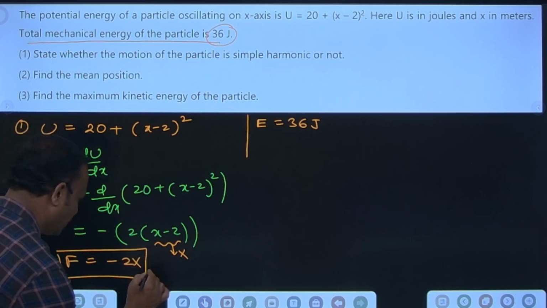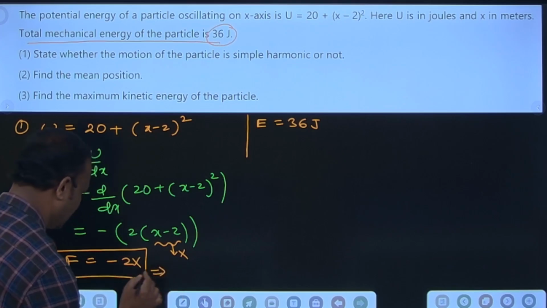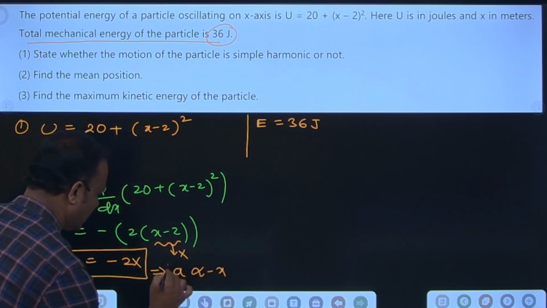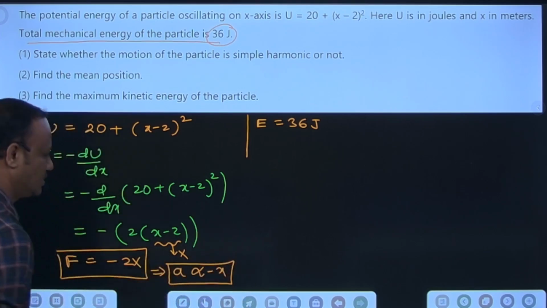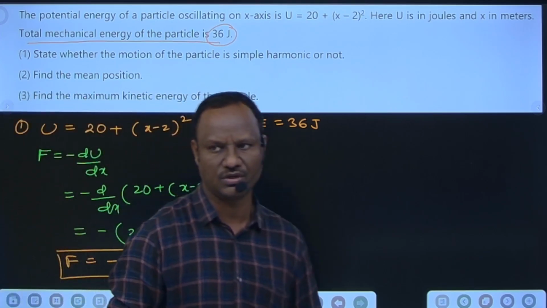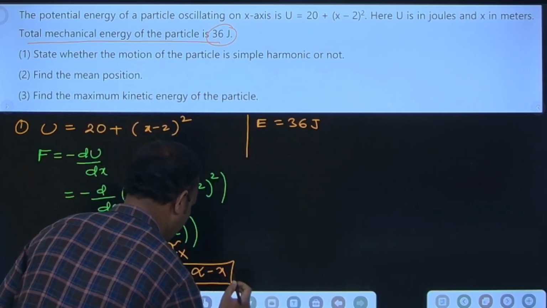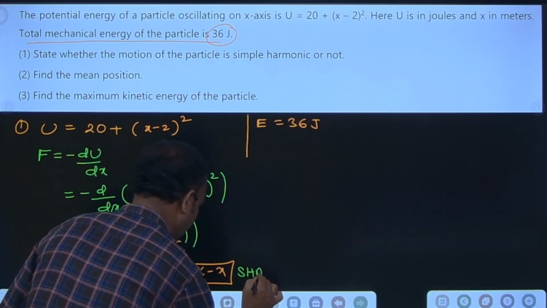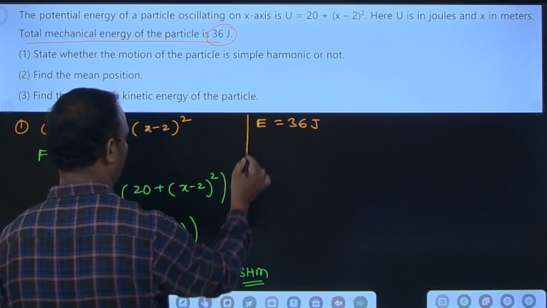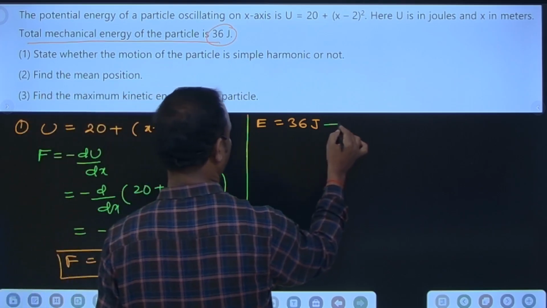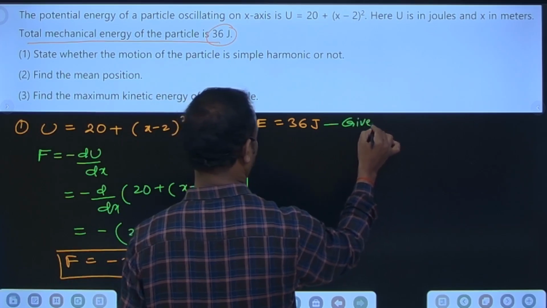F is proportional to minus x. F means ma, so acceleration a is proportional to minus x. So surely we can say it is SHM, executing simple harmonic motion. This is the given condition.